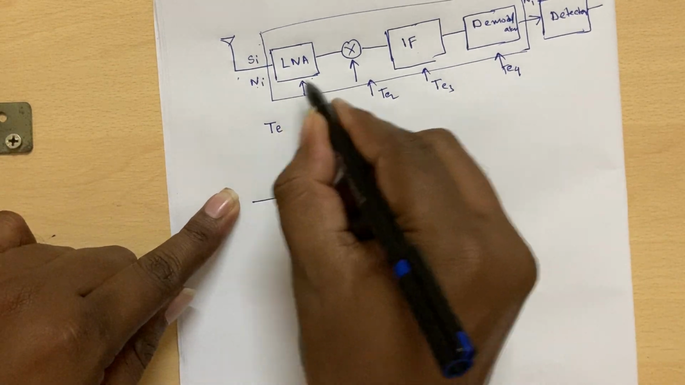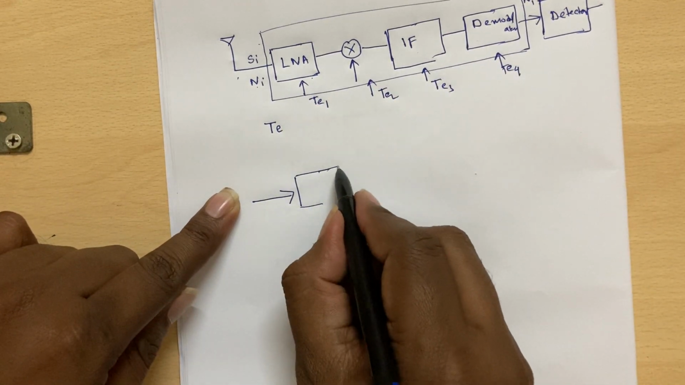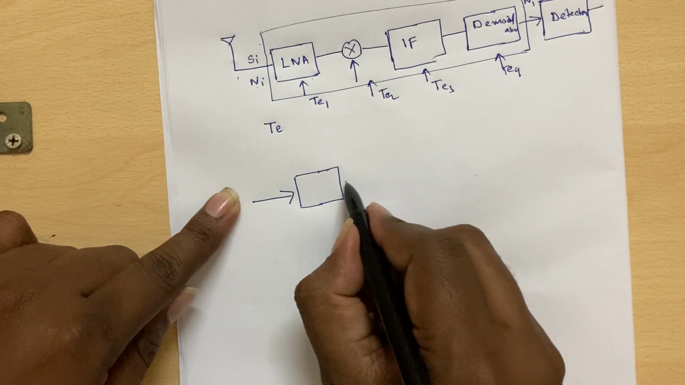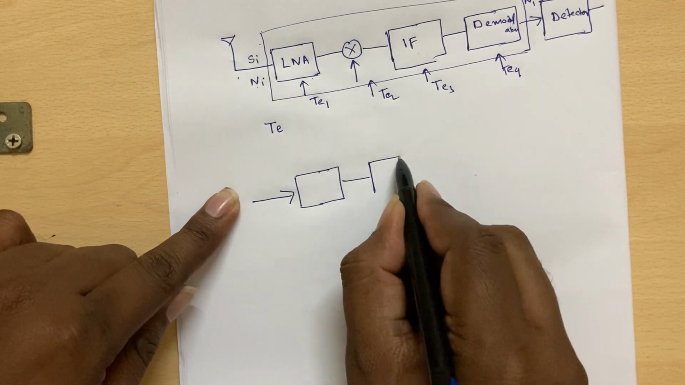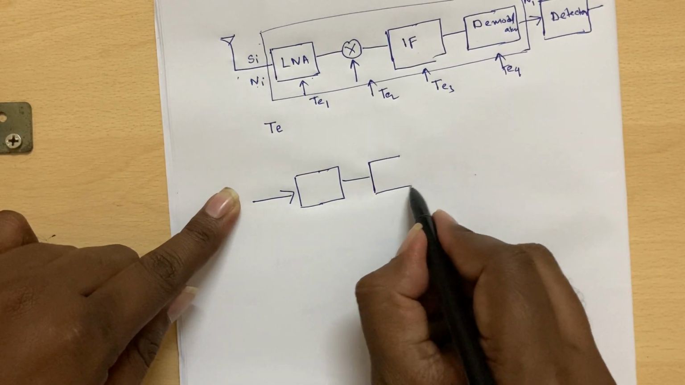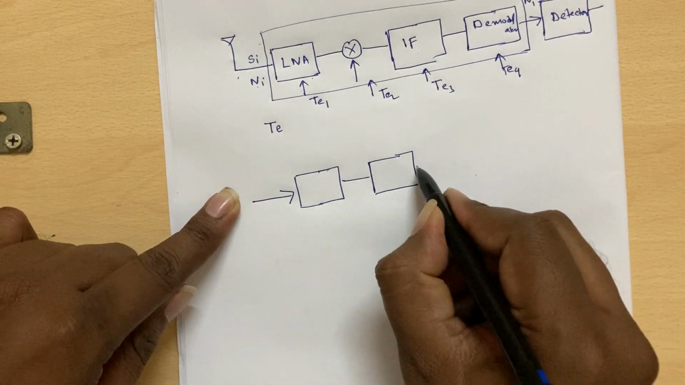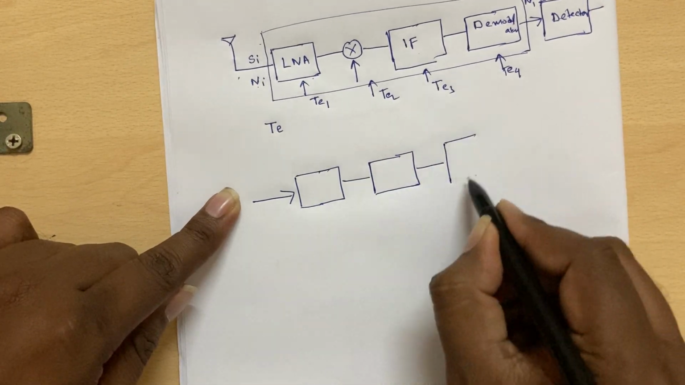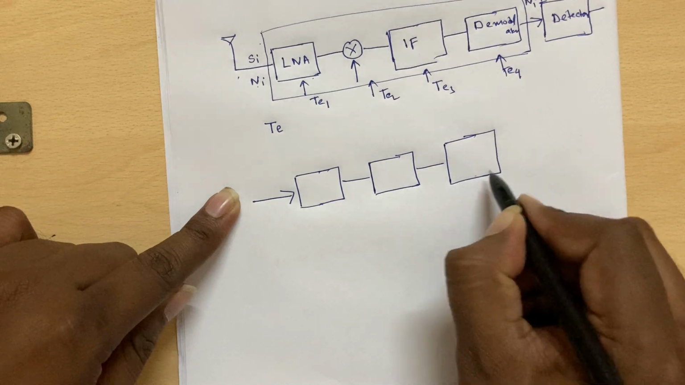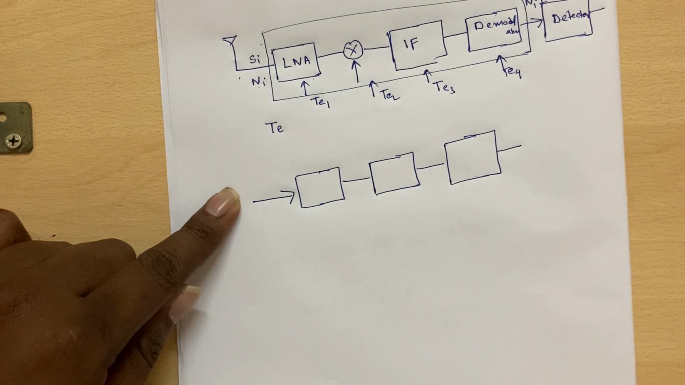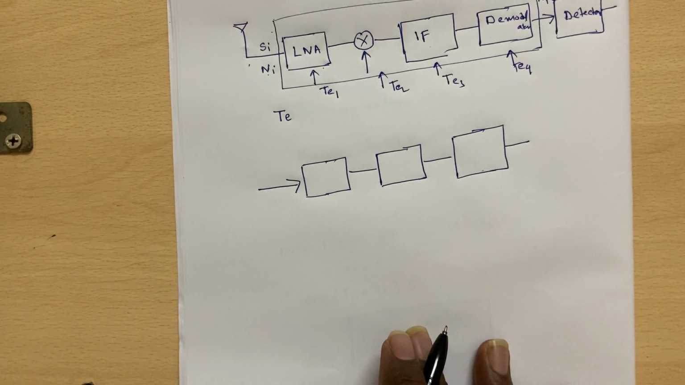RF chain means all these are in the RF domain only, meaning bandpass waveforms, not in baseband. After the detector it will be in baseband. So you just see here for three blocks, you can extend this way of representing the equivalent noise temperature for any number of blocks.